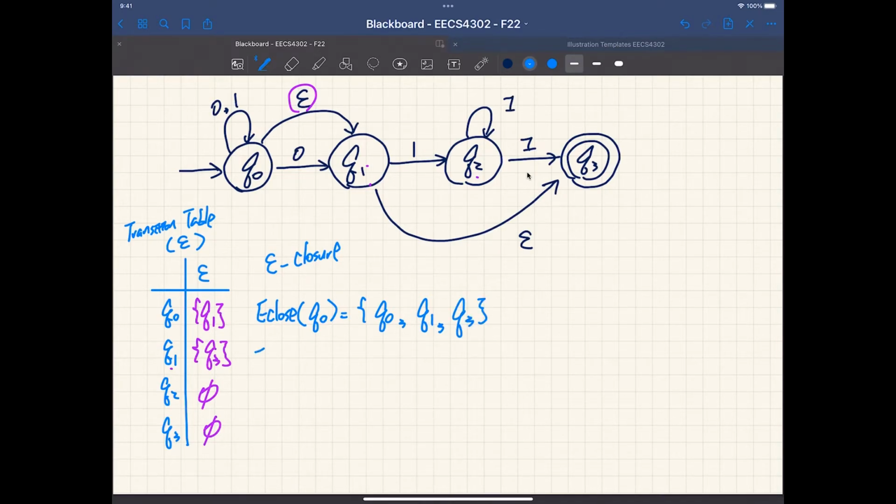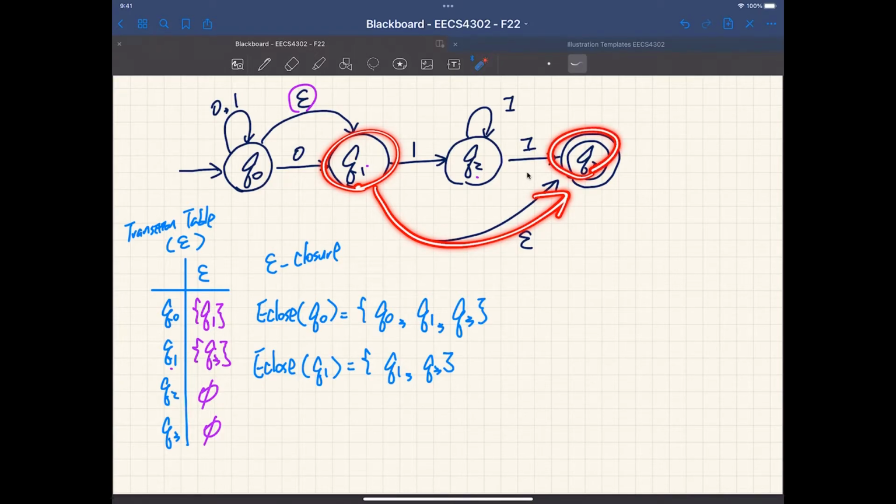What about the epsilon closure of, let's do another one. How about Q1? This one over here would be, of course, Q1 and also Q3. Right? You can see it's itself, and also you can definitely make it to Q3. Okay? Like that.